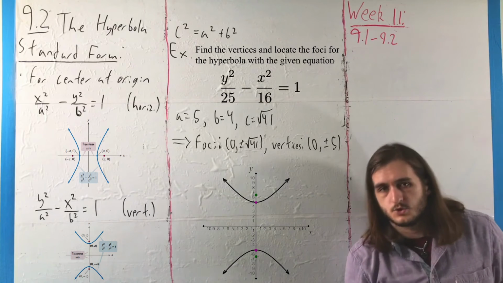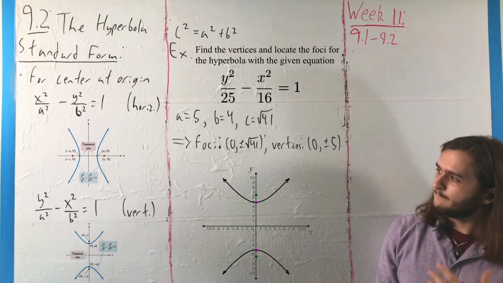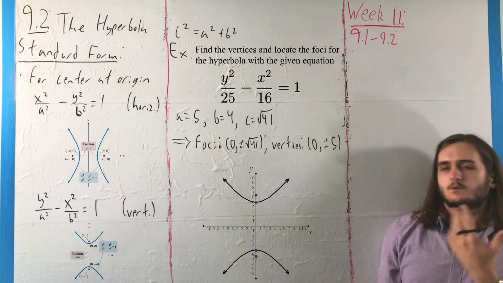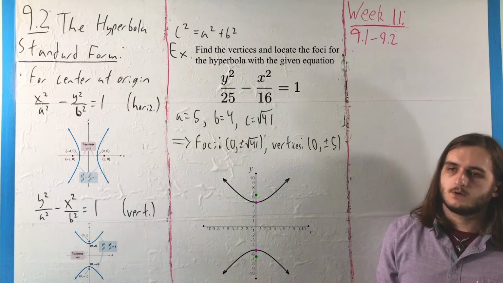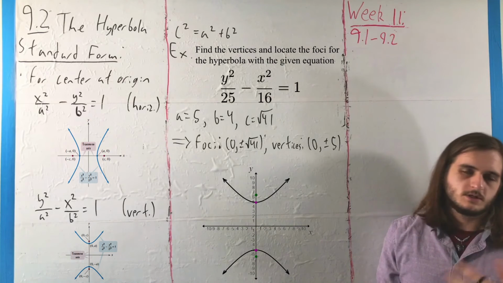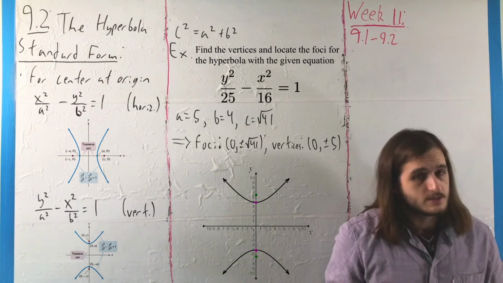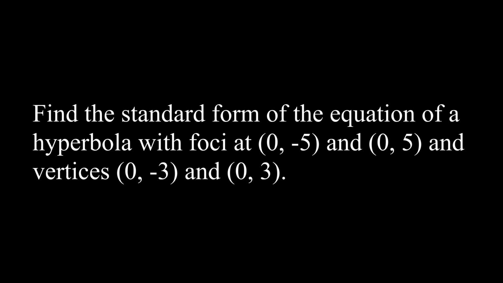But that's essentially the process for being able to identify those basic parts, the foci and the vertices, that we're going to talk about being able to use to build our hyperbolas. Next, we'll get one more example here just to really fill in as many details as possible going in the other direction. So for this example, we want to find the standard form of the equation of a hyperbola with foci at 0, plus or minus 5 and vertices at 0, plus or minus 3.